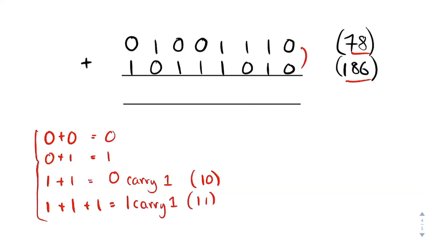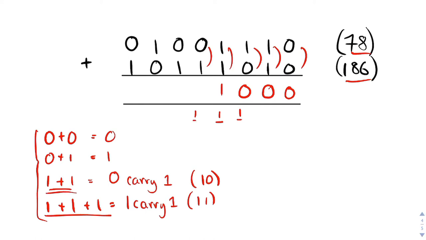So let's do that. 0 plus 0, 0. 1 plus 1 is 0 carry 1, so 0 carry 1. 1 plus 0 is 1, plus the carry is 1 plus 1, which is another 0 carry 1. Okay, now I've got another 1 plus 1 plus 1 is 3, and that's 1 carry 1. 1 carry 1. 0 plus 1 plus 1 is 1 plus 1, which is 2, which is 0 carry 1.